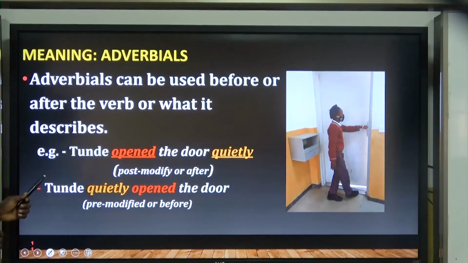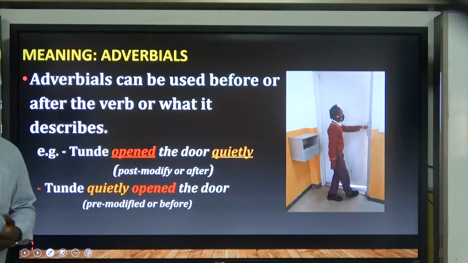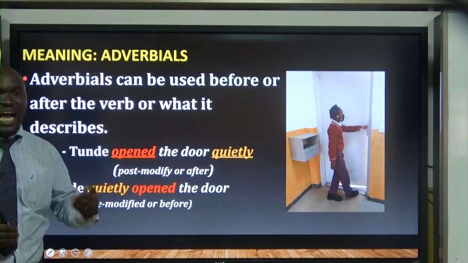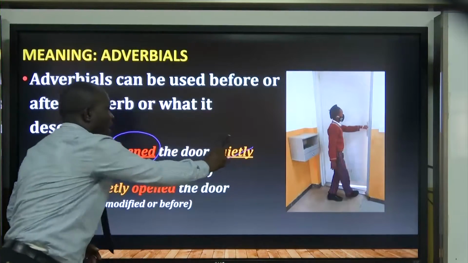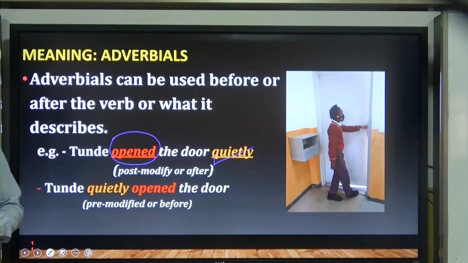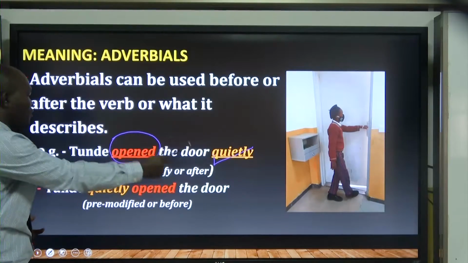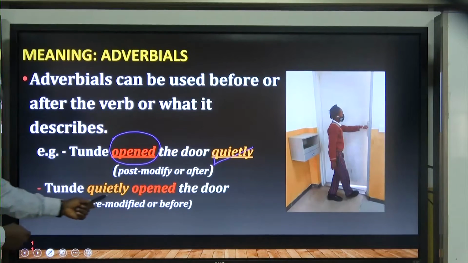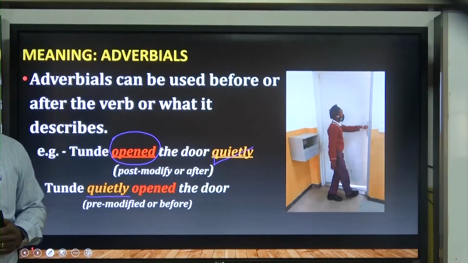Let's consider the sentence, Tunde opened the door quietly. What is the adverbial in this sentence? Quietly, of course. Where do we have the adverbial? After the verb opened, then you have the adverb quietly. We call this post modifier. And then we said it can also be before what it describes. In this case, Tunde quietly opened the door. So we have moved quietly from after the action to before the action. We call this pre-modifier. So adverbials can come either before what it describes or after what it describes.